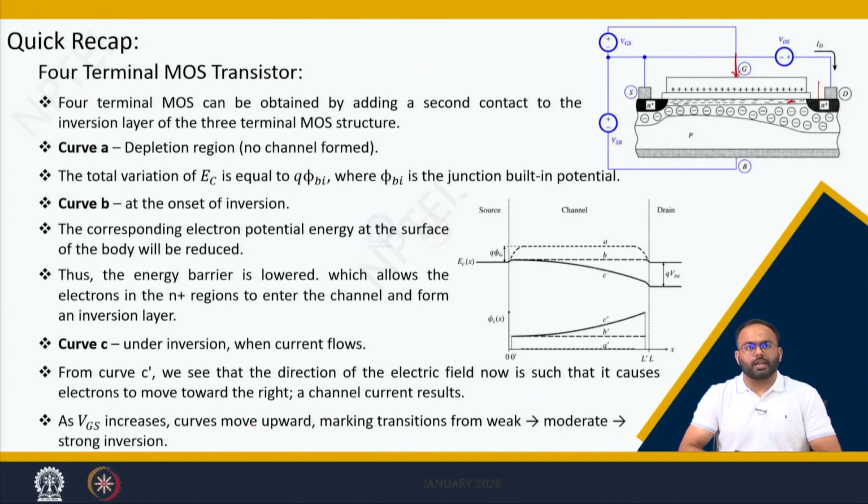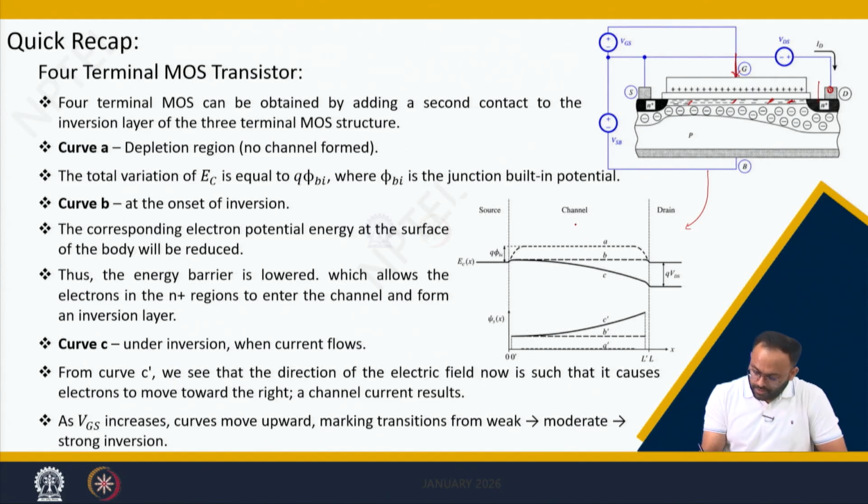Let us do a quick recap. In the previous lecture, we analyzed the 4-terminal MOS transistor as an extension of the 3-terminal MOS structure. We said that we can use another terminal to connect this inversion layer with the external supply. We have identified the band diagram of this MOS transistor in various conditions.